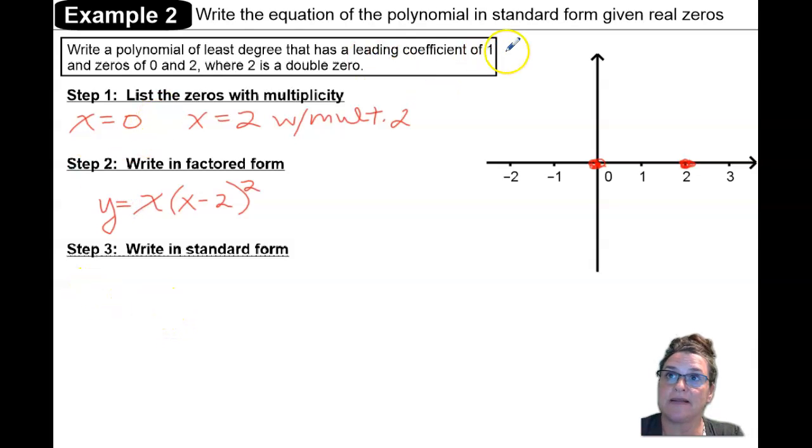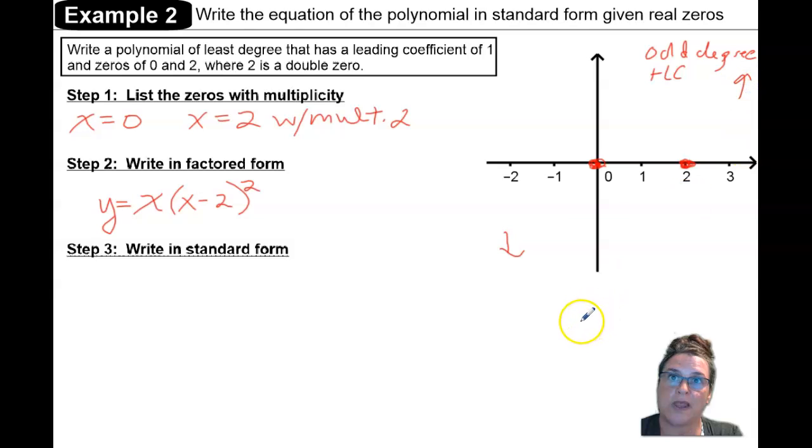And it says that my leading coefficient is 1, so that's a positive leading coefficient. This is an odd degree. 1 plus 2 is 3. So odd degree and leading coefficient that is positive means that my end behavior is going to start down and end up.